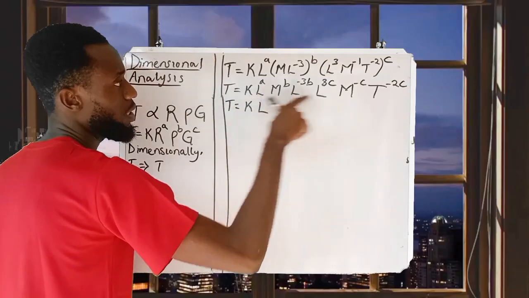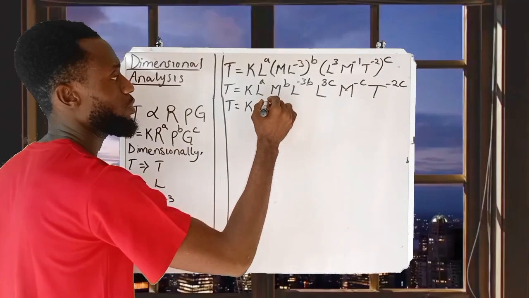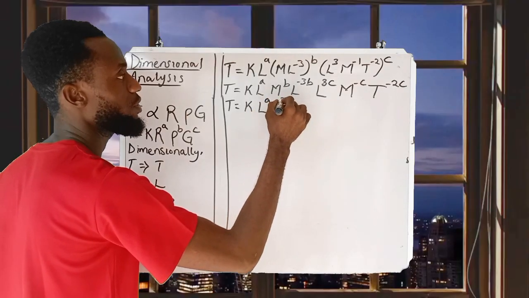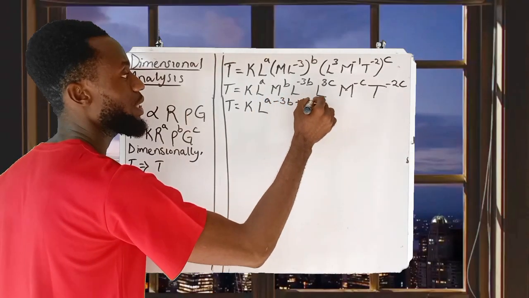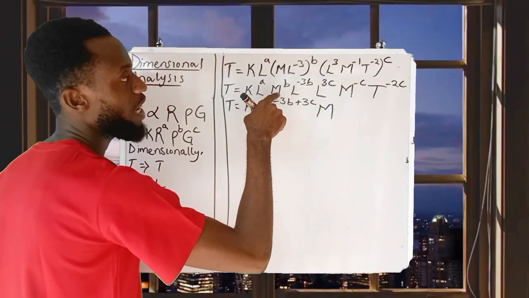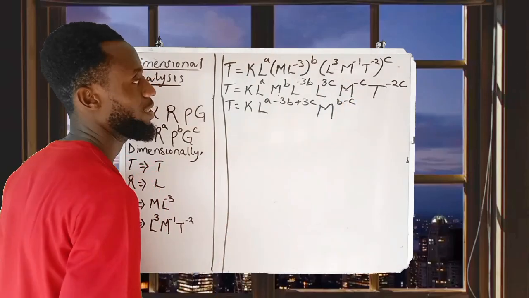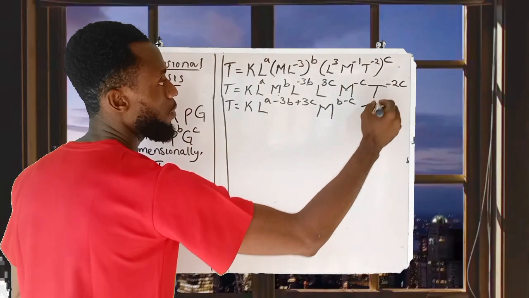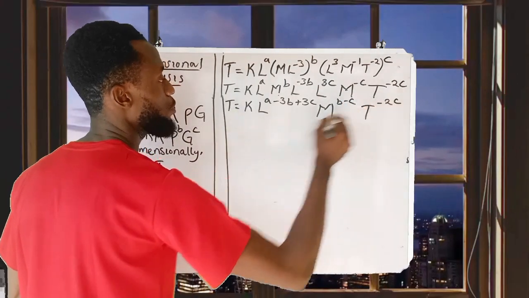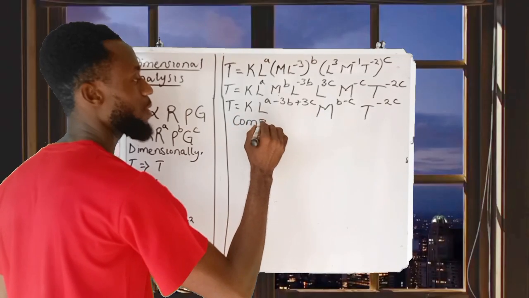So L will be, since they are multiplying each other, we will just add the powers. So we have a minus 3b plus 3c. While for the mass, we only have power of b and power of minus c. So b minus c. And for time, we have minus 2c. So we will compare powers on both sides.